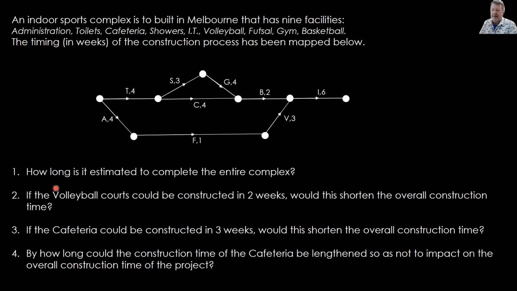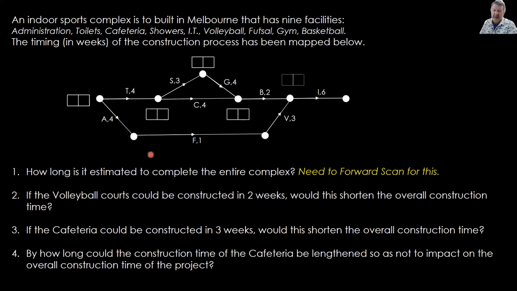All right, first question. How long is it estimated to complete the entire complex? What do we need to do? We need to forward scan this. So let's do our boxes. Here we go, around with the boxes. So much quicker doing this on the computer, I'll tell you, rather than writing it. Sorry, guys. Start at the start with 0. Now let's work our way around the top, I think. 0 plus 4 will go in there. Let's go up. 4 plus 3 is 7. 7 plus 4 is 11, but there's a junction there, so we'll put the 11 on top. Come down the way, join it up.